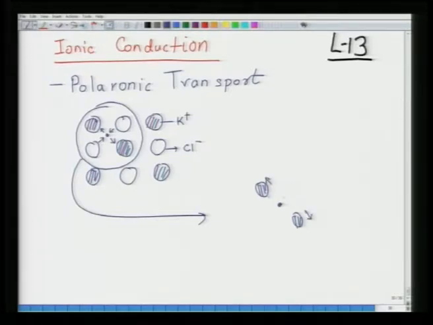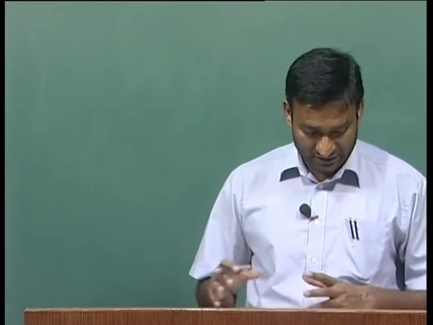So, suppose this was the equilibrium position, so both of them are moved out. On the other hand, the chlorine ions have come closer. So, they have moved this way. So, what you have is a distortion. This distortion, this association of electron or carrier with the lattice, results in a polarization.